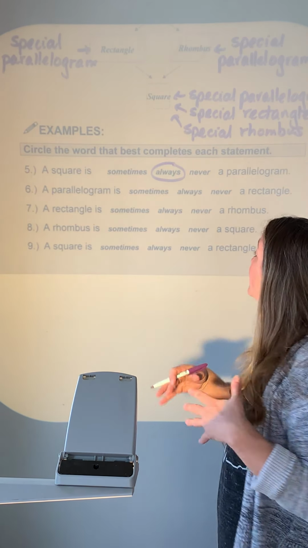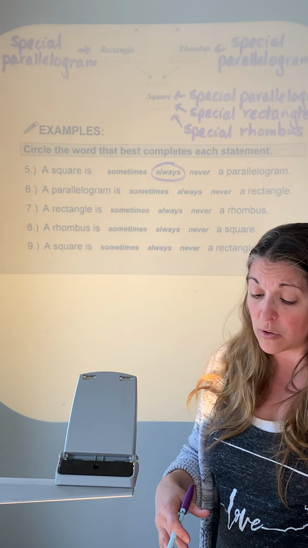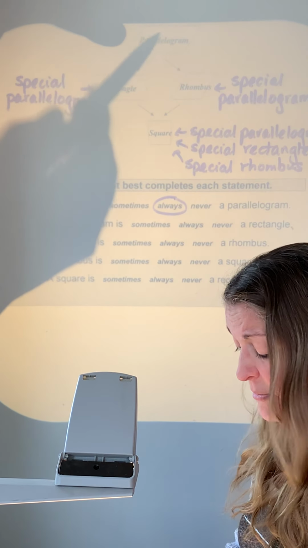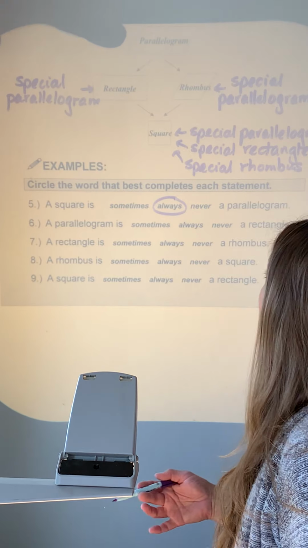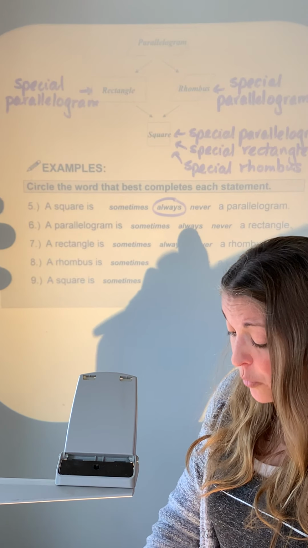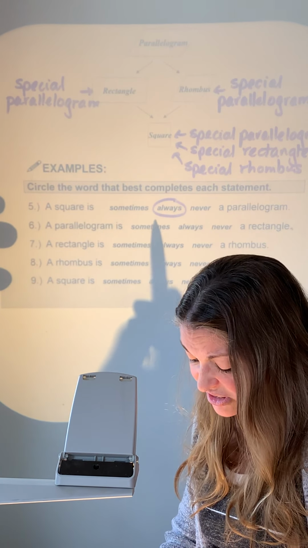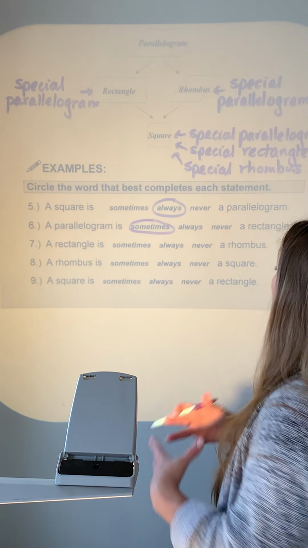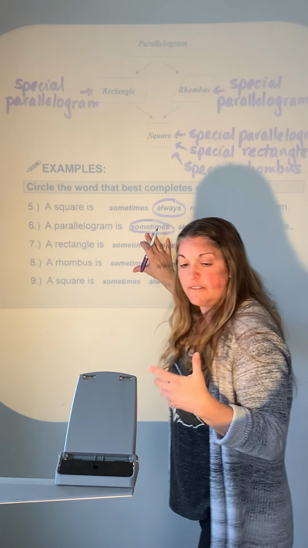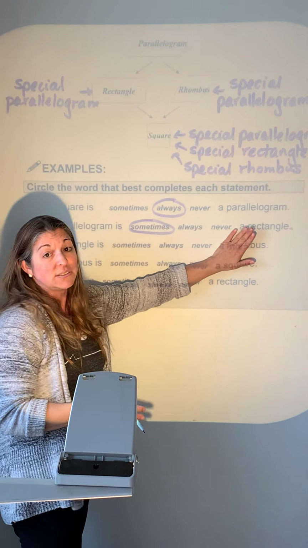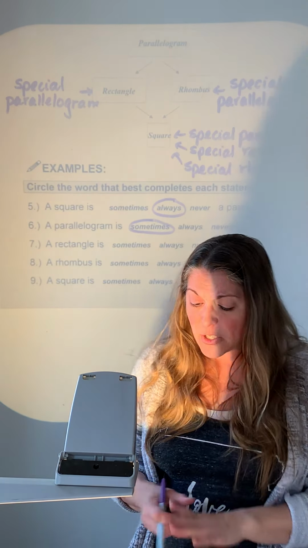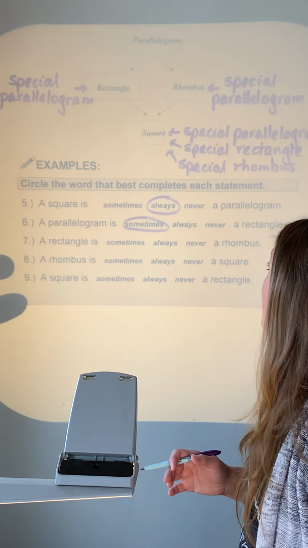A parallelogram is sometimes, always, never a rectangle. Well, taking a look at the parallelogram, guys, we just said again, you could have a parallelogram that looks like this, or you could make it a little bit more special and have any one of these. So it's not that it's always going to be a rectangle, it's just sometimes. Because a parallelogram could also be a rhombus or square. So the idea with the sometimes is if you can come up with another answer to satisfy this, then it's sometimes. Number 3, a rectangle is sometimes, always, never a rhombus.